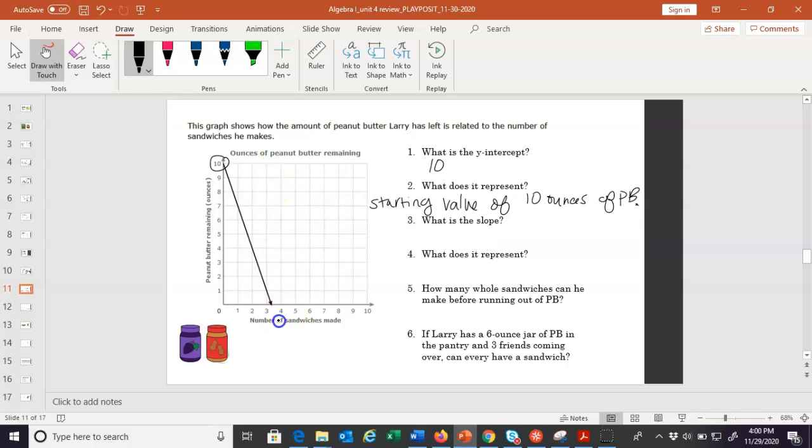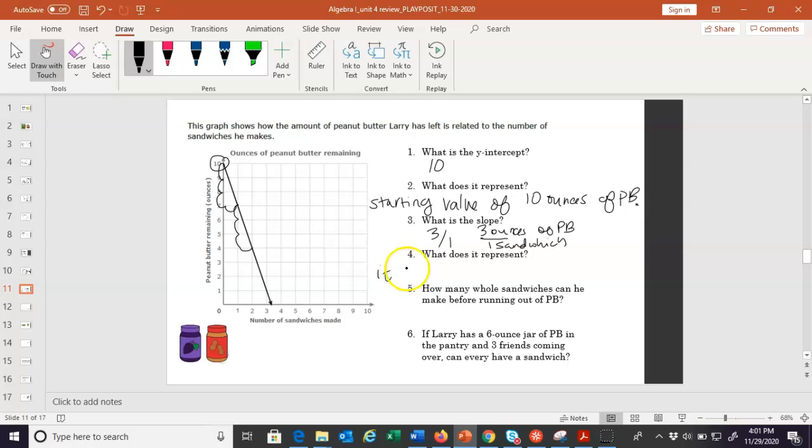What is the slope? Our increments are also the same. They go by 1 in both. That's nice. So we're going to go down 1, 2, 3 over 1. Down 3 over 1. So our slope is 3 over 1. What does that represent? So remember, we can do labels. 3 ounces of peanut butter per 1 sandwich.